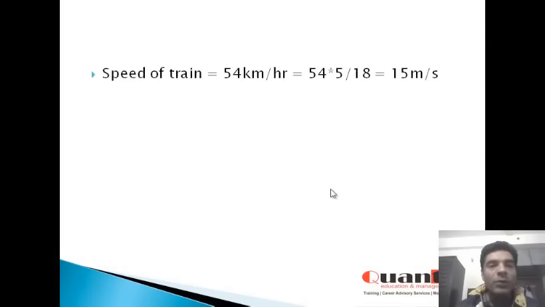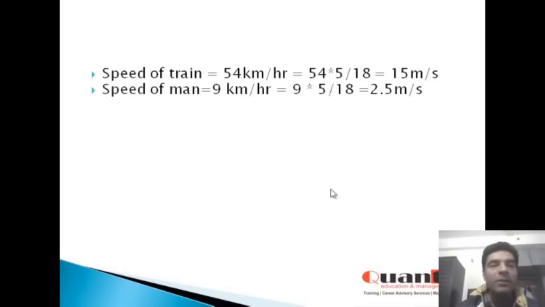Now, how do we solve this? The very first thing that we need to do is to convert the speed of the train and the speed of the man from kilometer per hour to meter per second, because the time that is given to us is in seconds. The conversion factor of kilometer per hour to meter per second is 5 by 18. So when we multiply 54 by 5 by 18, we'll get 15 meter per second. And similarly 9 into 5 by 18 will come out to be 2.5 meter per second.